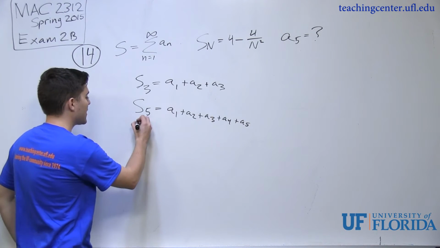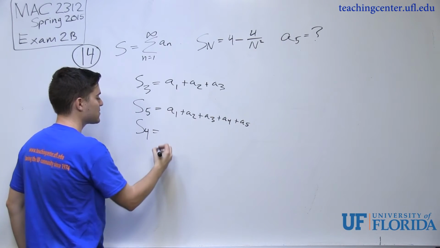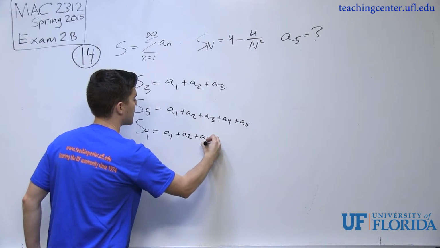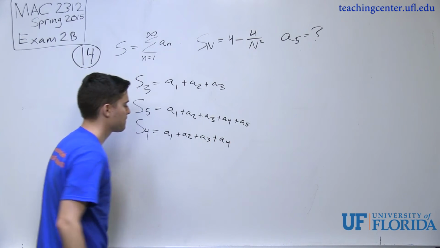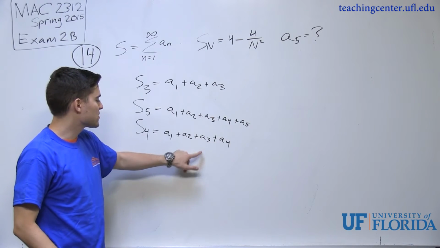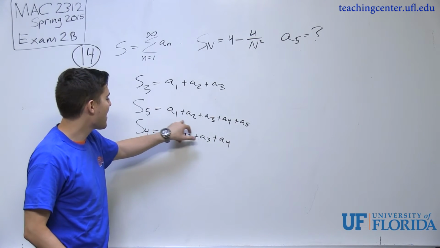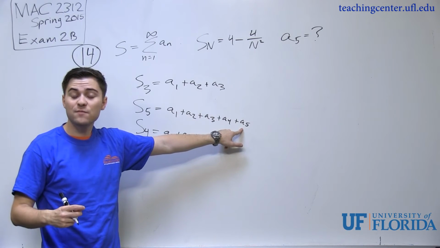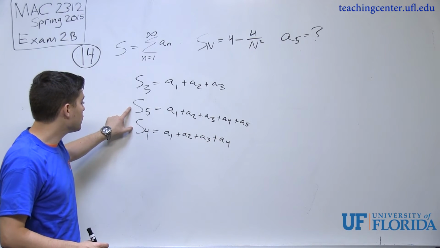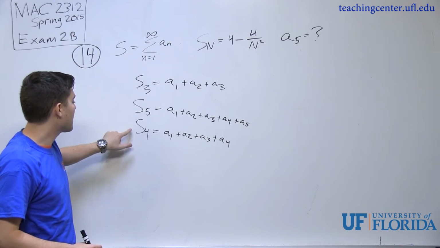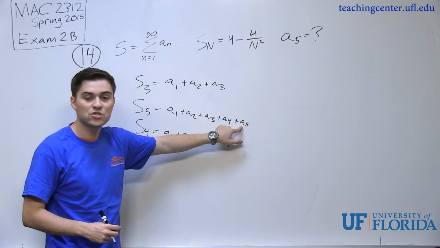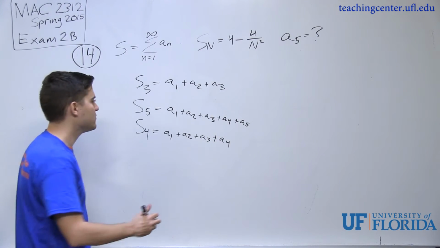Well, S sub 4 is equal to A1 plus A2 plus A3 plus A4. So I have A1 plus A2 plus A3 plus A4, and up here I have those terms and A sub 5. So if I want to get A sub 5 by itself, all I need to do is subtract S sub 5 and S sub 4. That will eliminate these terms, and I'll just be left with A sub 5. So let's go ahead and do that.